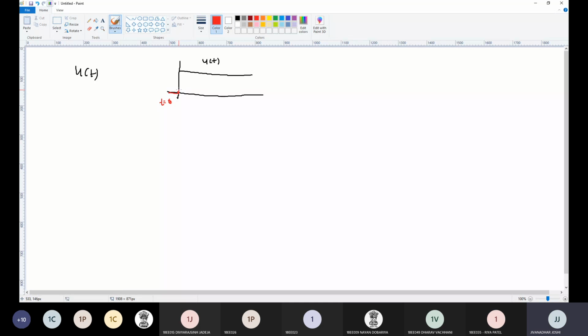Yes sir. It's a step signal. It started appearing at time t equal to 0 and it will be there with a magnitude 1 forever after, up to infinite time. So this is called the unit step signal.